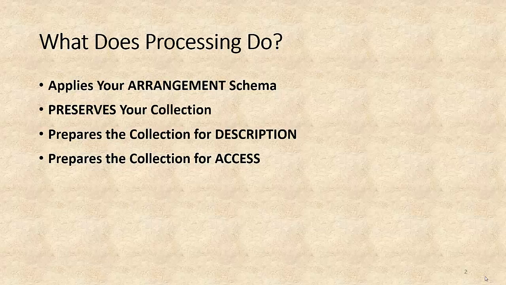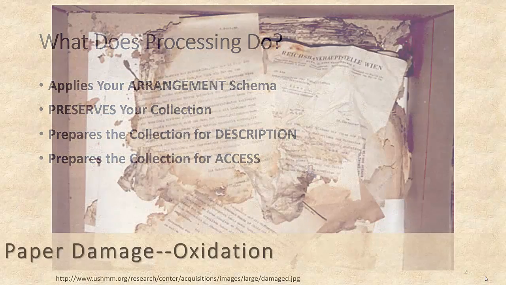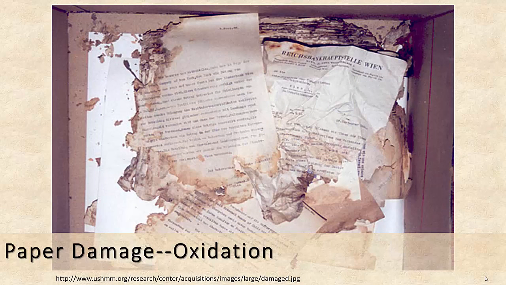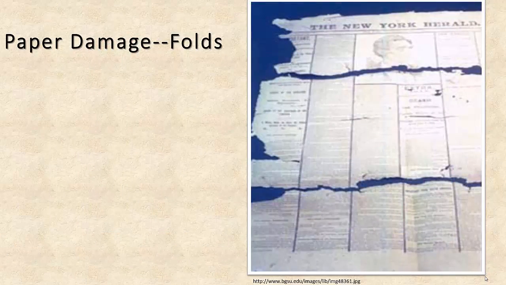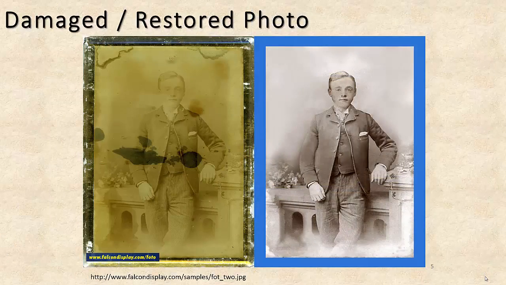Remember those preservation problems we discussed earlier? Remember that paper oxidizes. This is a problem in processing. Paper also tears from folding. Photographs deteriorate from age and poor conditions. And again, we're not even talking about electronic records here.